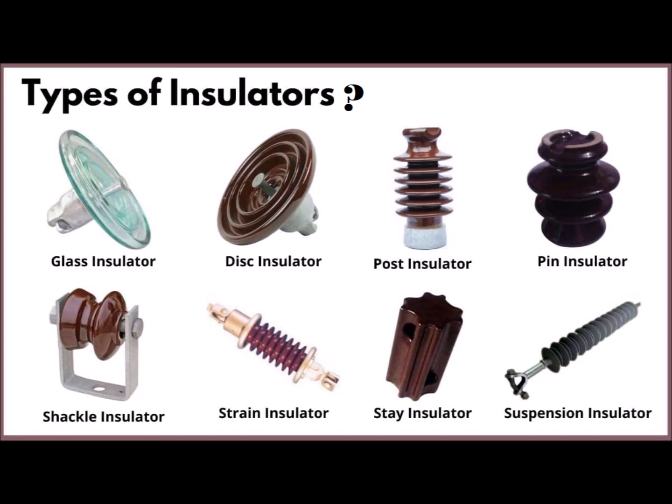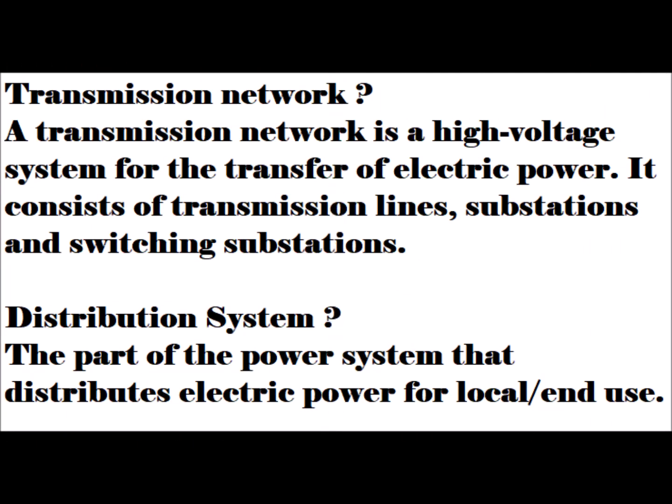Coming to the next question, what is a transmission network? A transmission network is a high voltage system for the transfer of electric power. So the term high voltage is important here. It consists of transmission lines, substations, and switching stations. Next is, what is a distribution system? The part of the power system that distributes electric power for local or end use is the distribution system, and the distribution system deals with low voltage like 230 volts or 415 volts and so on.